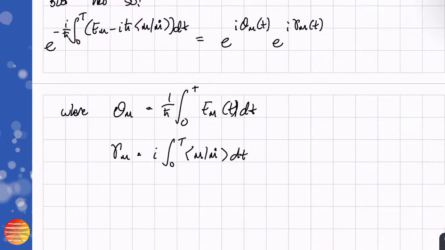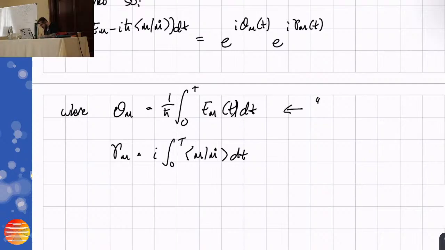So you'll recognize this theta m, that's just what you get from just standard solving of the Schrödinger equation. This is what we call your normal dynamical phase. It just comes from the fact that if you have an eigenstate, it'll pick up a global phase that's just related to whatever its energy eigenvalue is. So that's just your normal thing that we always see.